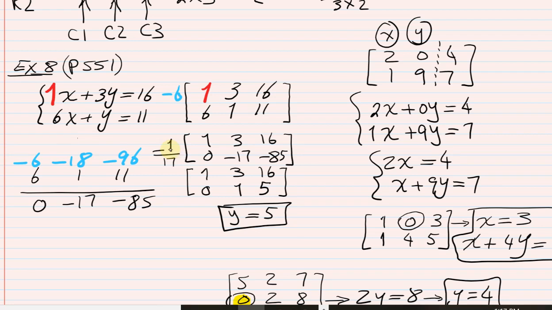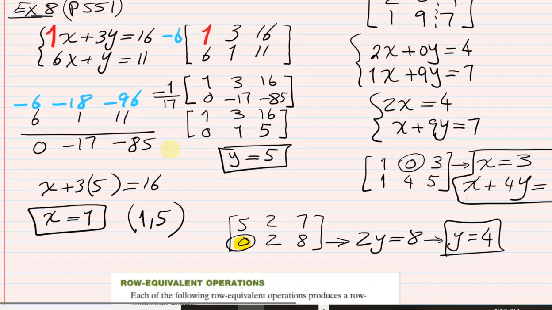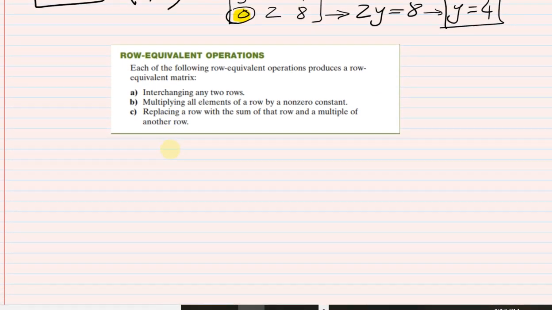Okay, so back substituting in the first equation, I get x plus 3 times y equals 16. That's x plus 15. Let me do x first. I was going to do 2 in one step, but I better not. So I'm going to subtract 15 from both sides, and that makes it 1. And x is 1, and we have the solution. The solution to the system is (1, 5). And here you have it. So this is how the matrix method works for 2 equations and 2 unknowns.